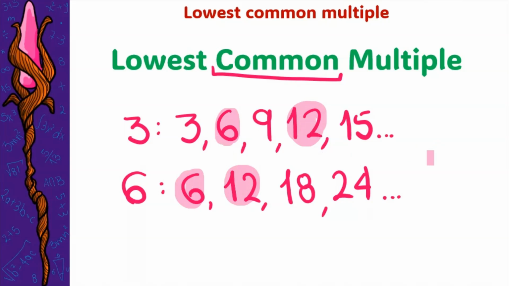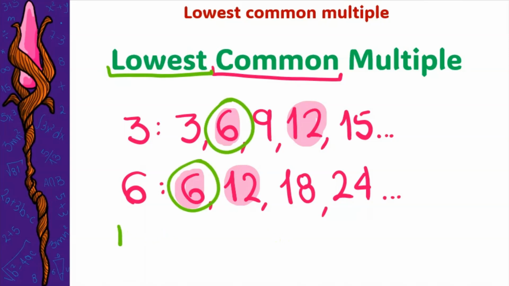And if we keep going with the list, there are going to be a lot of multiples that are going to be in both lists. That's why we are looking for the lowest one. So in this case, the 6, because it's the smallest one possible. So we would say that the lowest common multiple between 3 and 6 is 6.